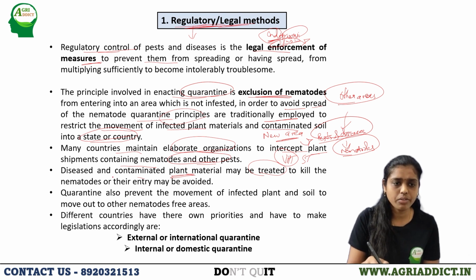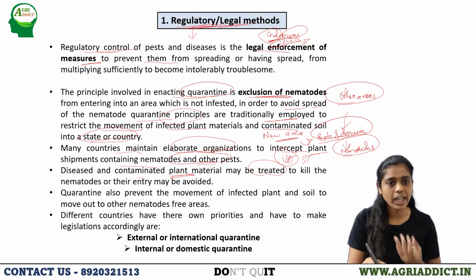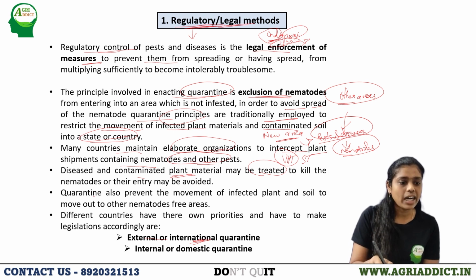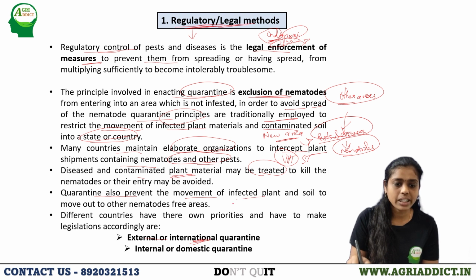And also if we find in a lot any single pest or any single diseased fruit or vegetable, the entire lot will be rejected, mainly in the case of international quarantine methods. We will see external or international quarantine methods in the next slides. Quarantine also prevents the movement of infected plants and soil out to other nematode-free areas.